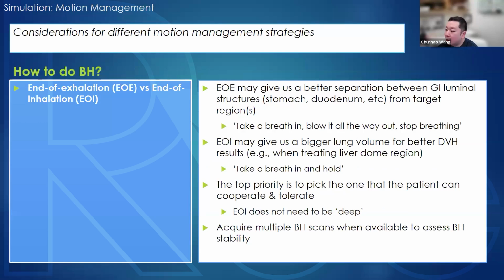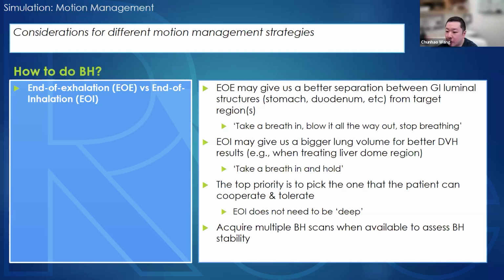Next thing, right? How do we do breath hold? There are two types of breath hold: end of exhalation (EOE) and end of inhalation (EOI). In general, for the GI side, end of exhalation may give us a better separation between the GI luminal structures and the target regions. A common terminology we use when simulating the patient is to tell the patient, take a breath in, blow it all the way out, stop breathing. So the patient is kind of out of breath at this moment.